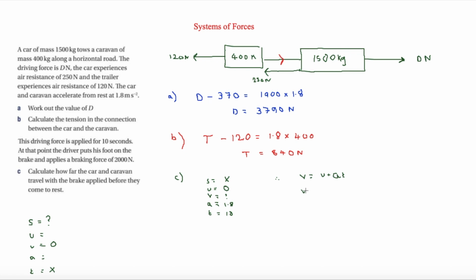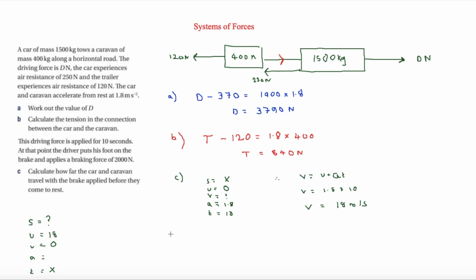So V is therefore equal to 1.8 times 10, so V is equal to 18 meters per second. So now we've got 18 meters per second. That is going to be U for this. And now we just need to find out what A is.